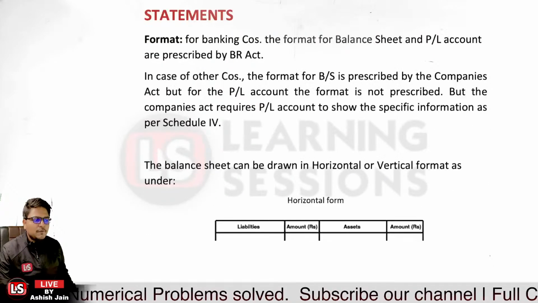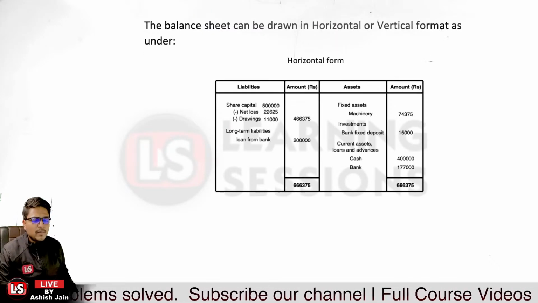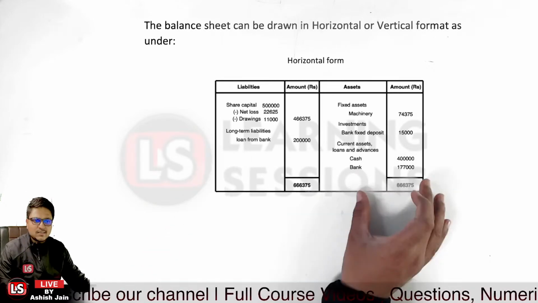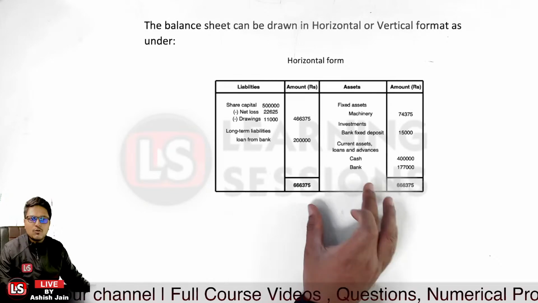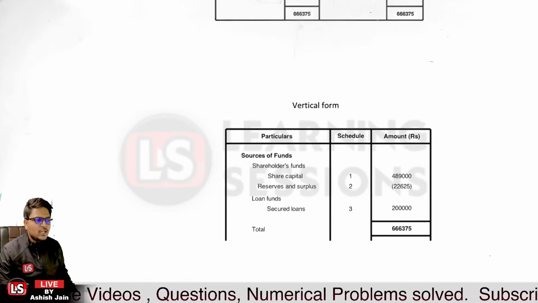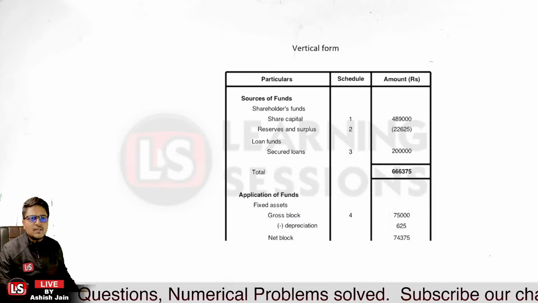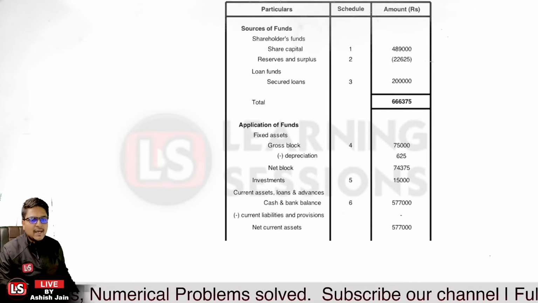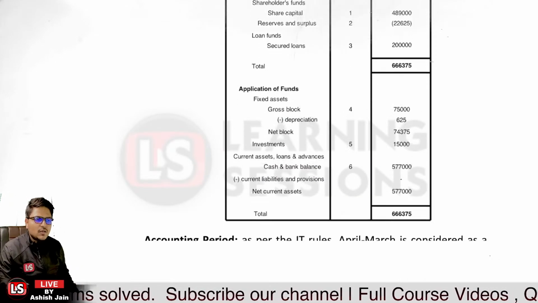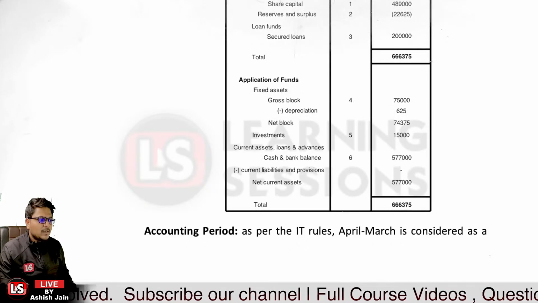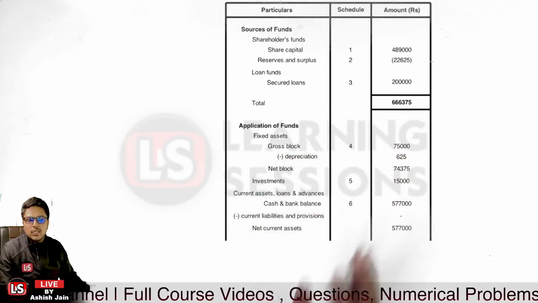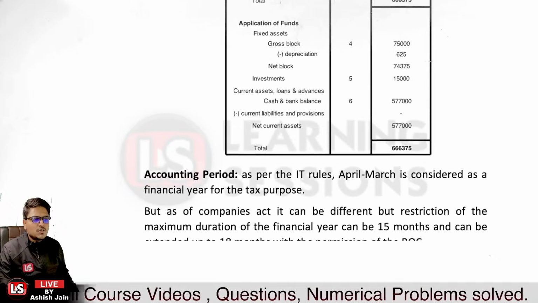Let us have a look at the horizontal format for the balance sheet. The horizontal format says on the left hand side you have the liabilities, on the right side you have the assets, and the total of the assets will be equal to the total of the liabilities. We will be covering the horizontal format in detail. Also let us have a look at the vertical format, in which you will have the sources of funds and then the application of funds, that is the uses of funds, in a tabular format, that is a vertical format and not the horizontal format. In this case also, the sources of funds, that is liabilities, total will be equal to the application of funds, that is the uses of funds.